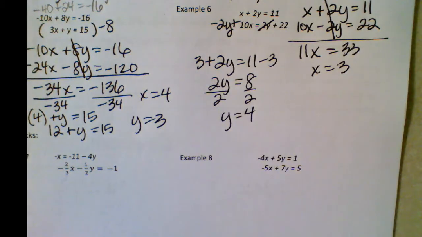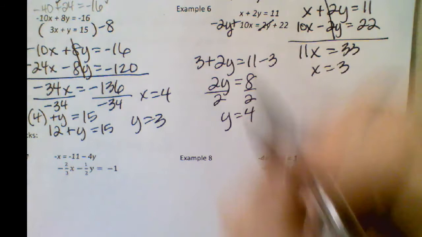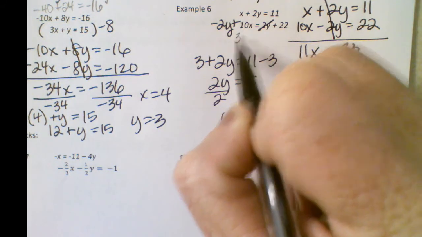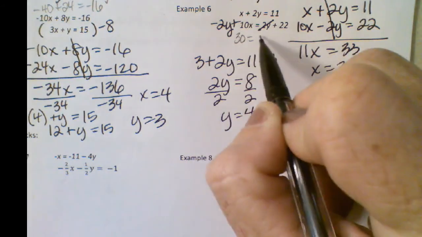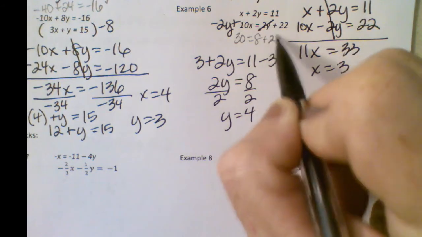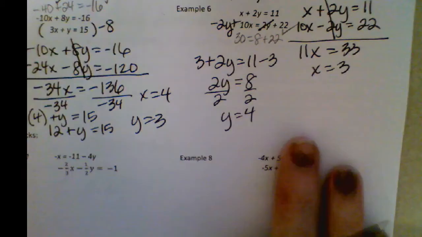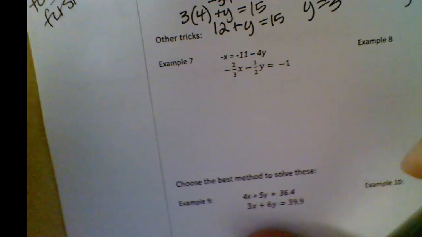And of course we're going to check our work, aren't we? Yes, so 10 times 3 is what? 30. And 2 times 4 is 8, plus 22 is, and that checks out. Beautiful. Okay. Good. Let's go to 7.